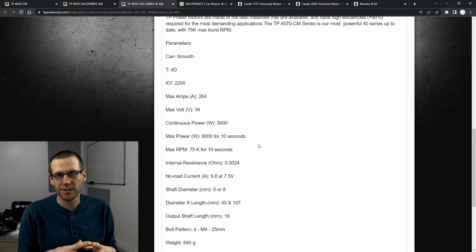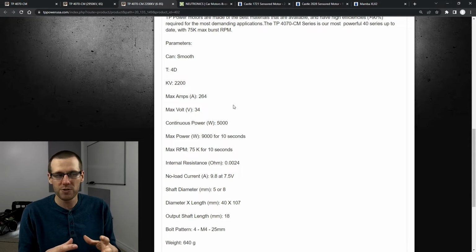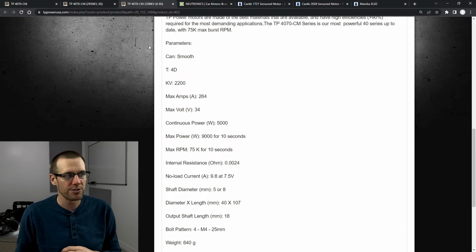So definitely if you're running that 6S pack, you want to go to the higher KV motor to extract the full potential of the motor, as the 2200 KV limited at 264 amps is not going to allow you to reach the full potential of this specific motor here. So just something to look out for when you're purchasing these motors.